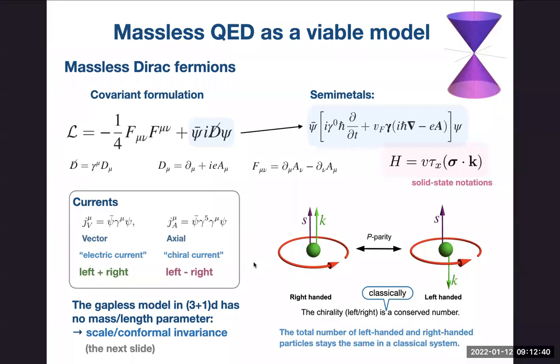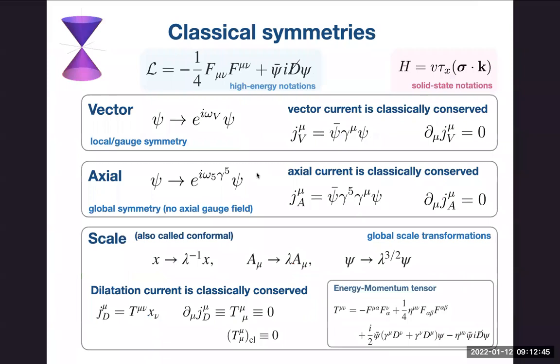But there is also one thing here which is very interesting, that this theory has conformal invariance. So what is conformal invariance? To come to that, let's first consider the classical symmetries of the simple Lagrangian. Again, we can consider it in high energy notation, particle physics notation, this way, or in solid state notation, you can think about this type of Hamiltonian in the simplest case.